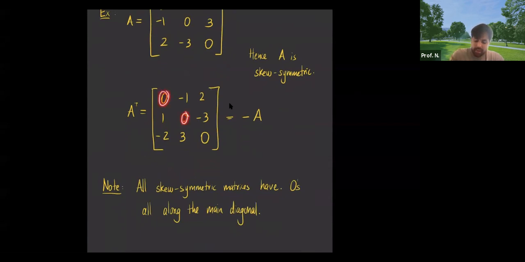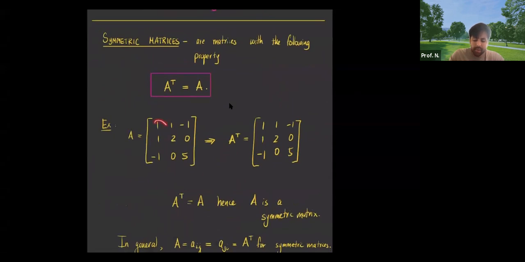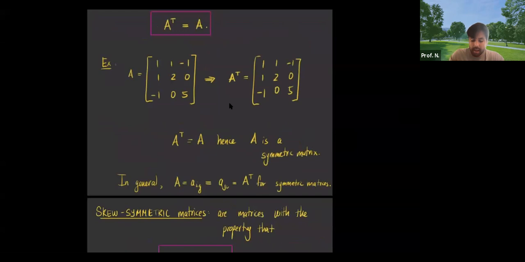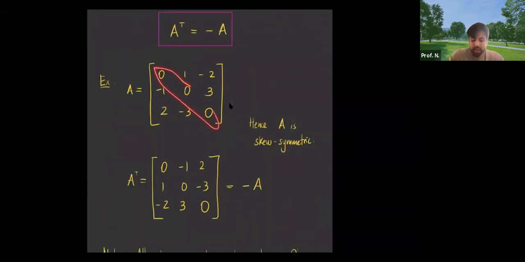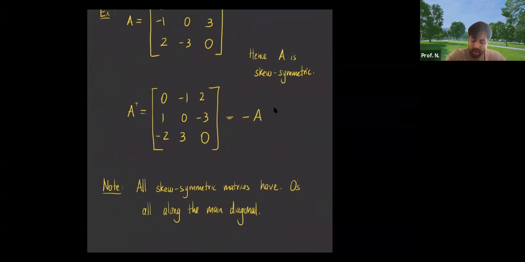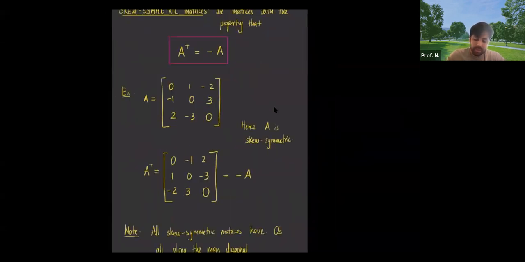Because the entries in the diagonal have to equal their negatives, and the only number that equals its negative is 0. There's no other number that does that. So that's why these diagonals must be 0. In the case of a symmetric matrix, we don't mind what the entries in the diagonal are because it doesn't affect the property that the transpose equals itself. However, for skew symmetric, the diagonals must be 0 in order for the property to hold. All right, so that's symmetric and skew symmetric matrices.